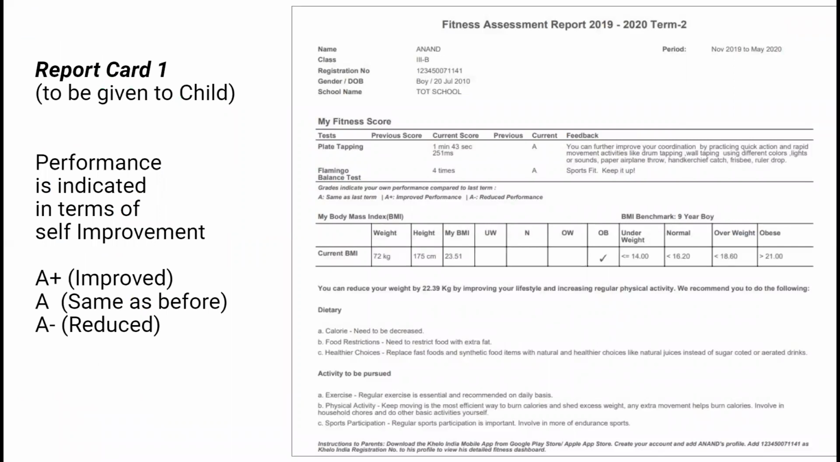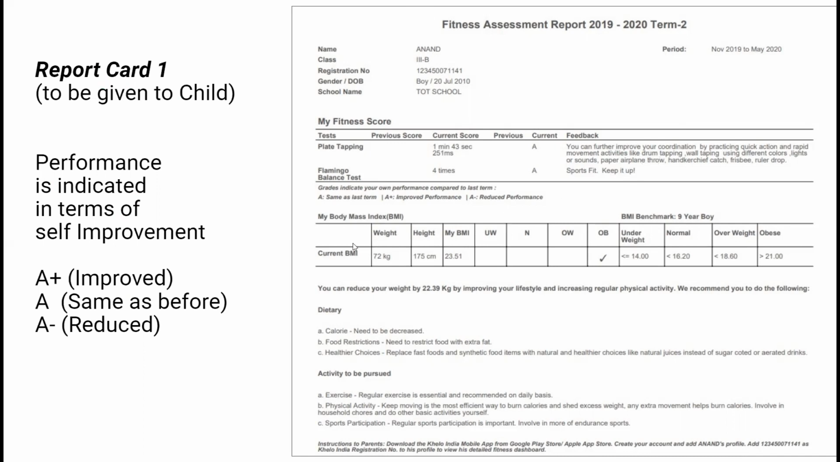Here you can see there are two kinds of report. One report is about whether a child is improving or not improving. There's a plus if the child has improved. There's a minus if the child's performance has dipped over the previous term. Here you can see the test parameters, the previous and the current score, and there's feedback in terms of how to improve.